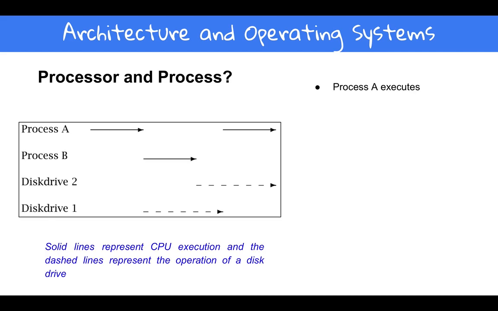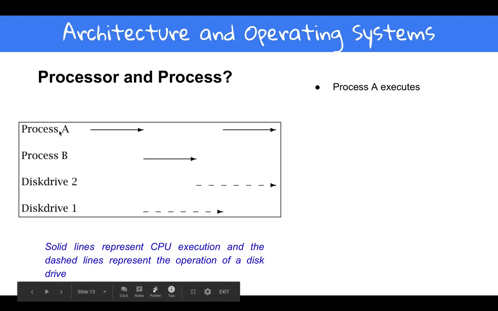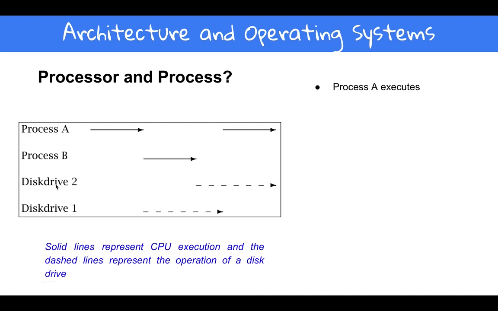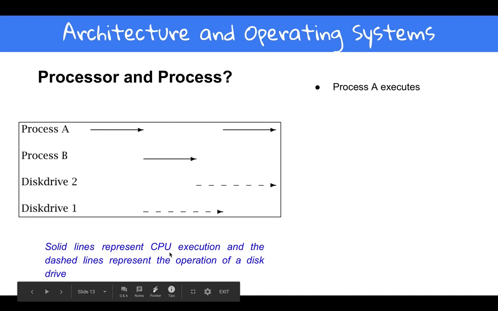Let me give an example. Imagine that we have two processes, process A and process B. This is one piece of software, this is the other piece of software. They have their data, their instructions, and so on, and they need some data from memory, for example, disk drive 1 and 2. So process A executes. As you see here, the solid line represents CPU execution, and the dashed line represents the operation of a disk drive.